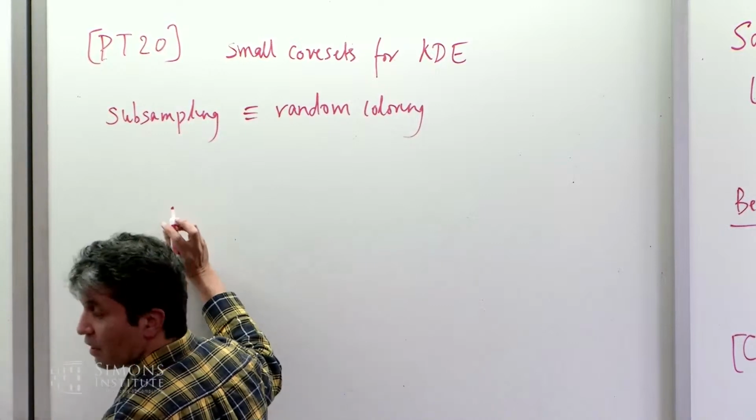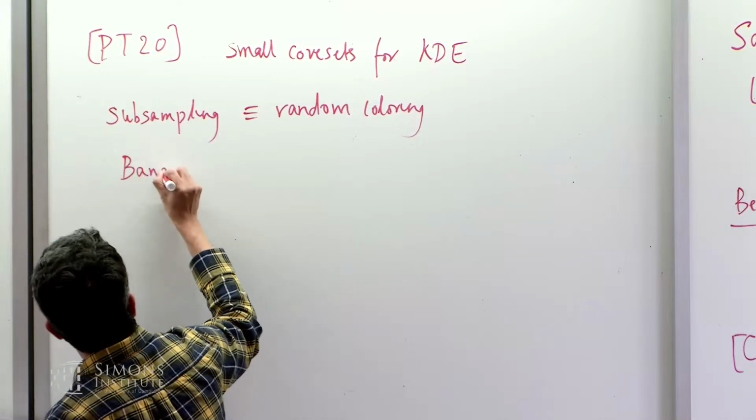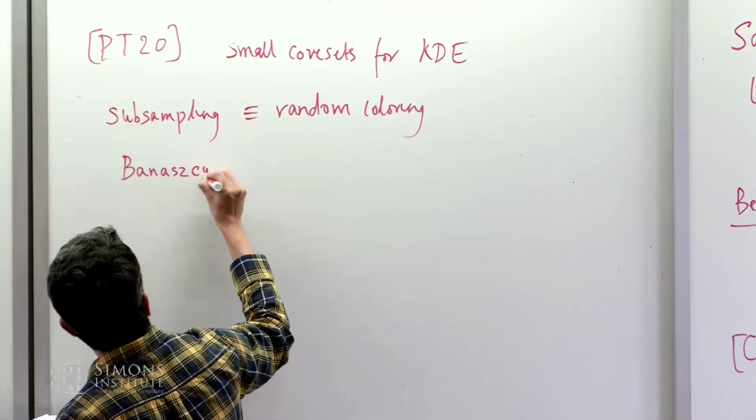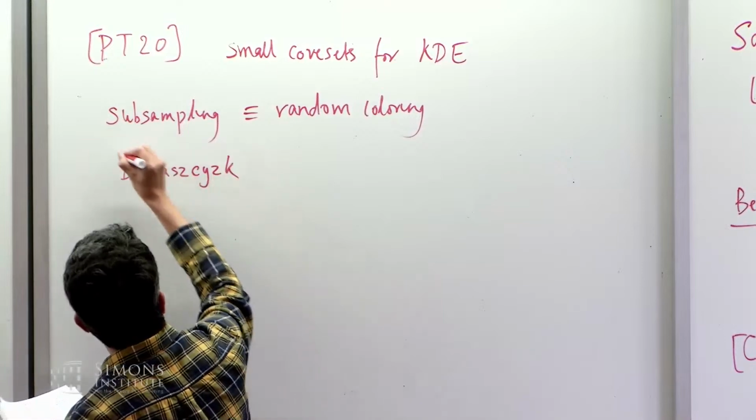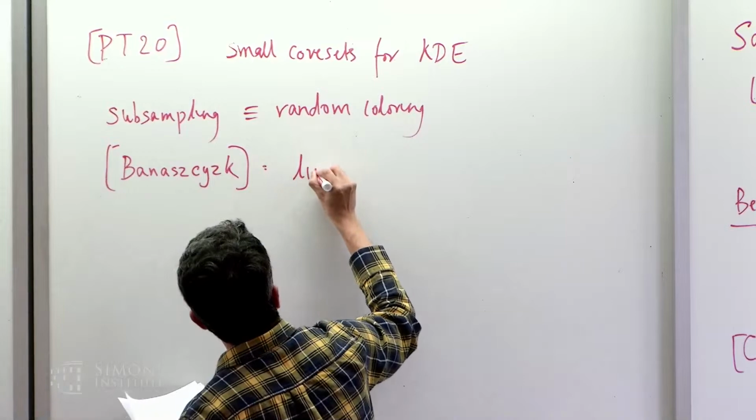All right. It turns out that there's a beautiful theorem of Banaszczyk, which promises linear discrepancy.